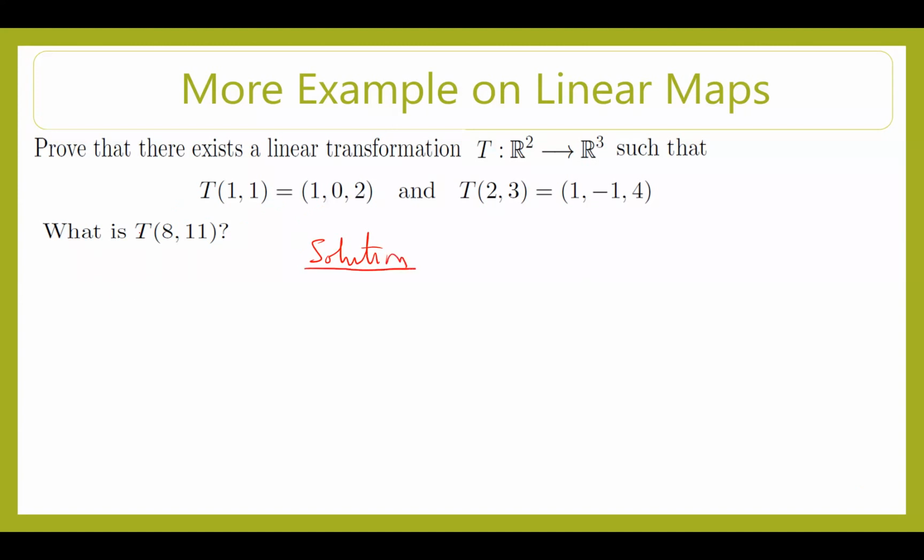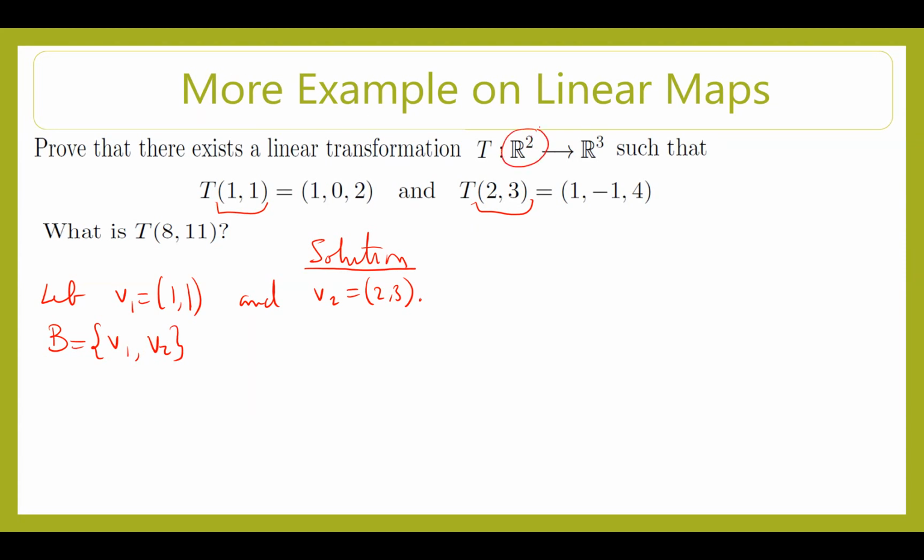First of all, since I'm applying T to some Vj, let's take this one to be V1. Let V1 now be (1, 1) and V2 be (2, 3). Let's put these in a set, {V1, V2}. The first question we have to ask is: is this a basis for R2? We need it to be a basis for the domain. To be a basis, we need to show that it is linearly independent and spans the whole space.